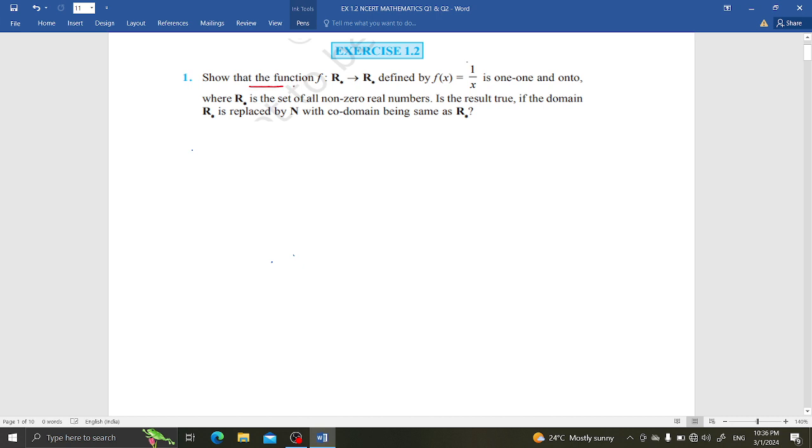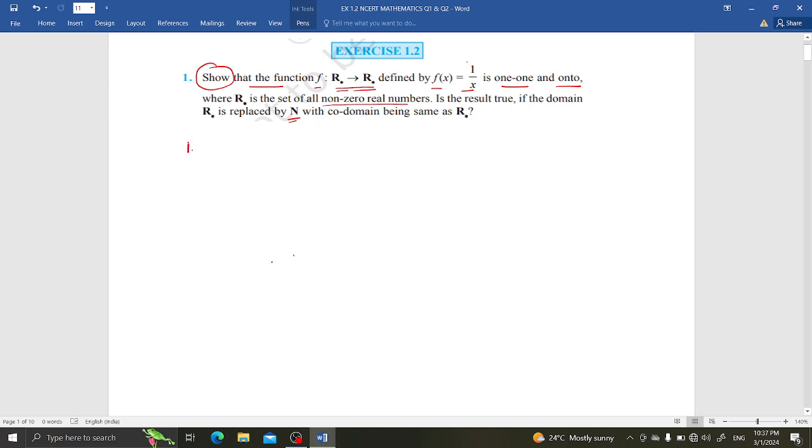Show that the function f from R star to R star, focus on notation, f(x) is defined as 1 upon x, is 1-1 as well as onto. We need to show this. And what is R star? R star is the set of all non-zero real numbers. The first part is we need to prove that on this domain and codomain the function is 1-1 onto, that is bijective. Then they are asking whether the function is 1-1 onto if the domain R star is replaced by N, and the codomain remains the same.